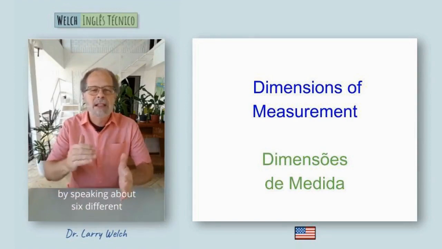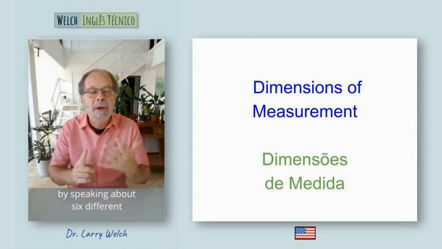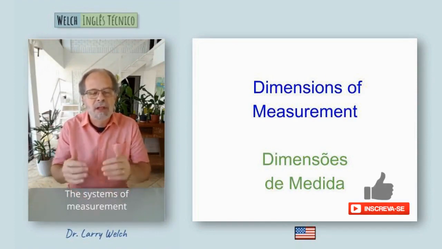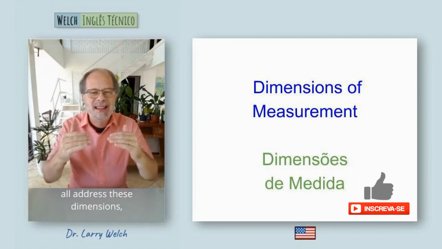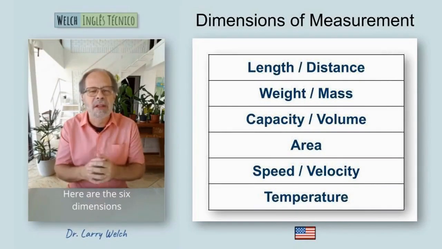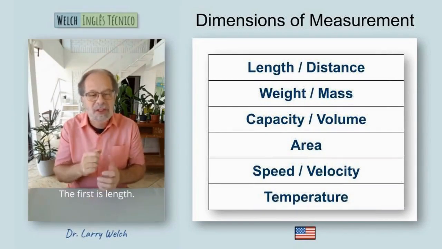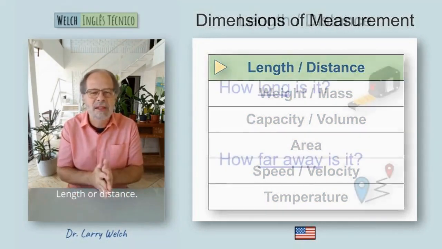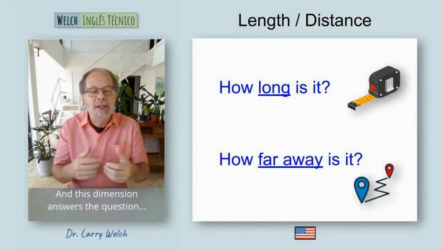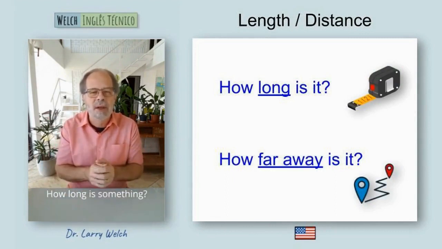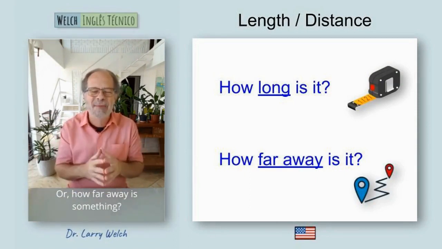Let's begin this lesson by speaking about 6 different dimensions of measurement. The systems of measurement all address these dimensions and many others. Here are the 6 dimensions we will speak about. The first is length. Length, also called distance. Length or distance. And this dimension answers the question, how long is something? Or how far away is something?